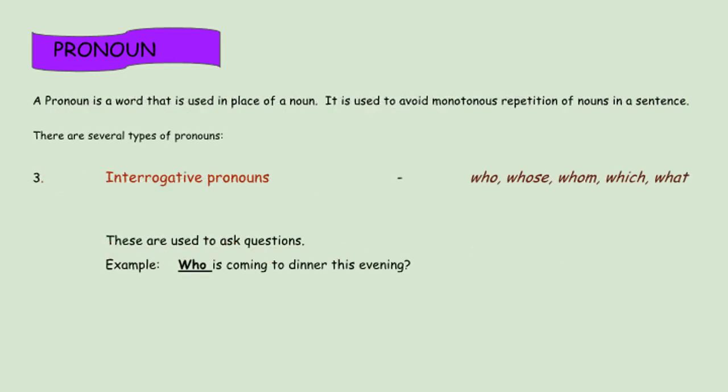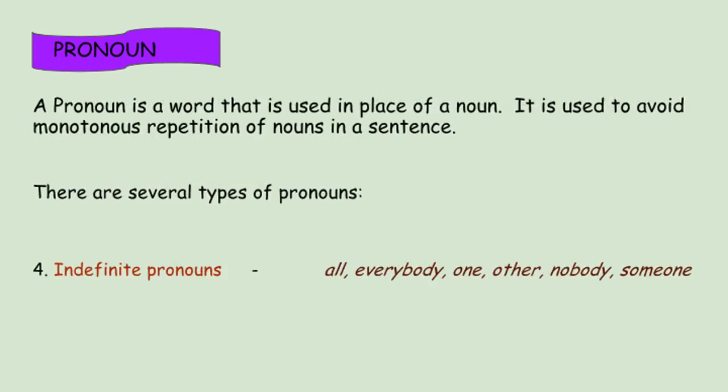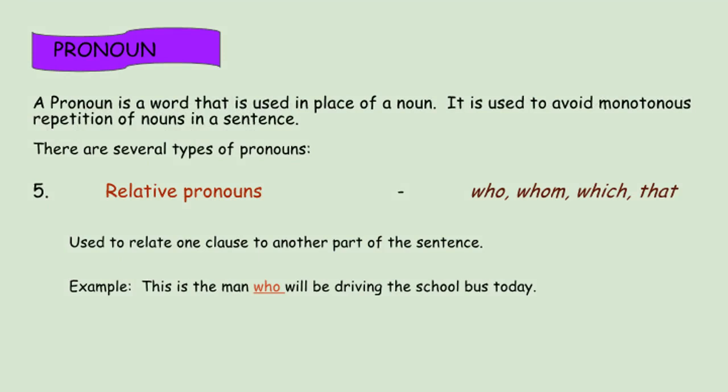Number 3. We have interrogative pronouns. These are who, whom, which and what. These pronouns are used to ask questions, for example, who is coming to dinner this evening? Number 4. Indefinite pronouns such as all, everybody, one, other, nobody, someone. Number 5 is relative pronouns such as who, whom, which, that.